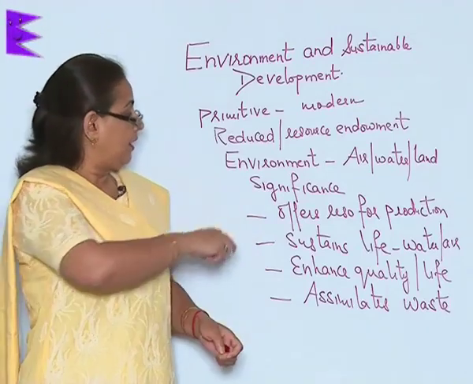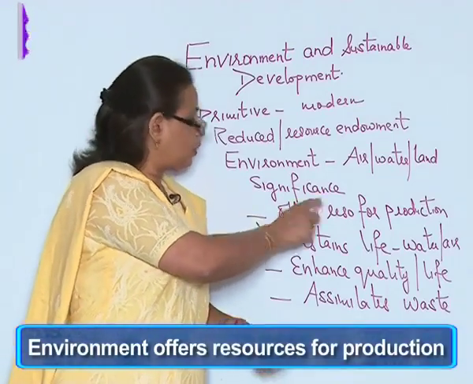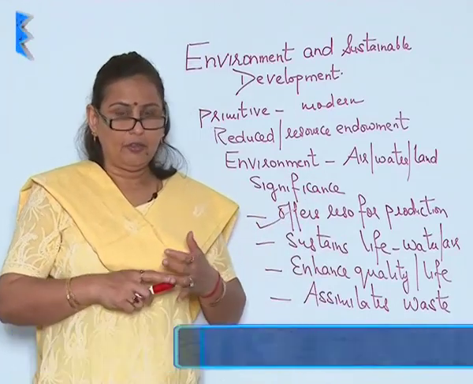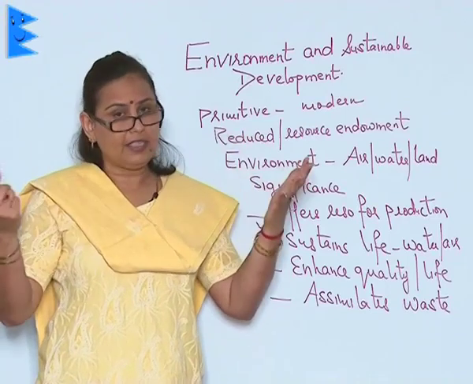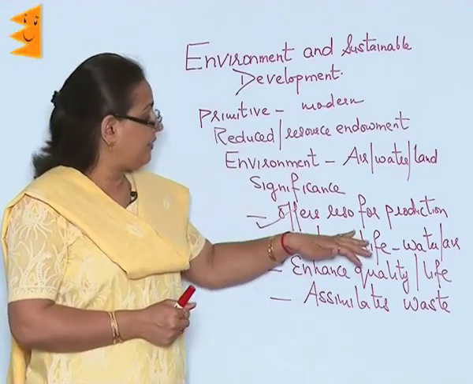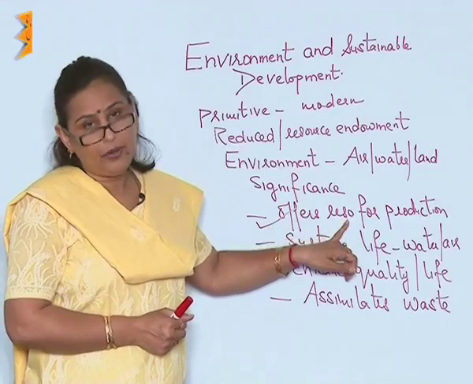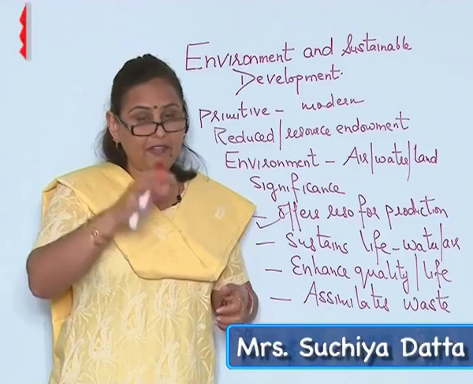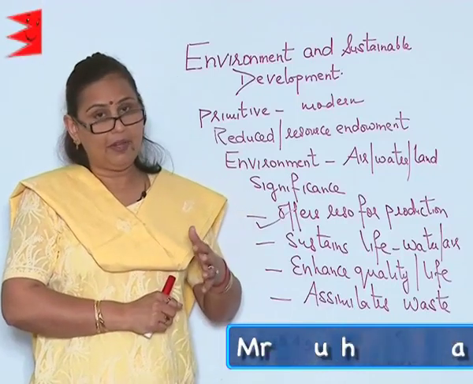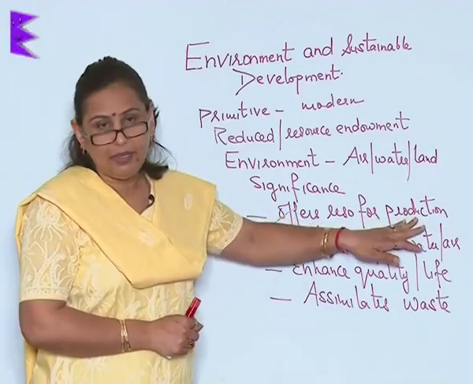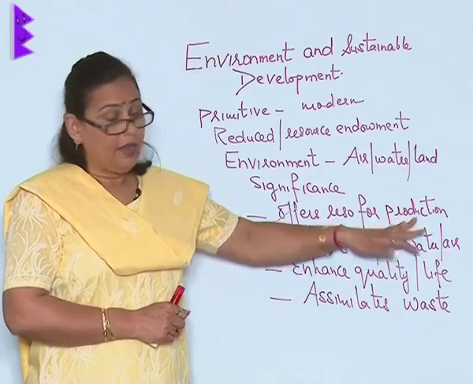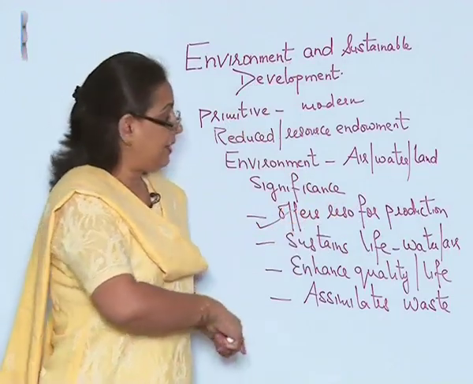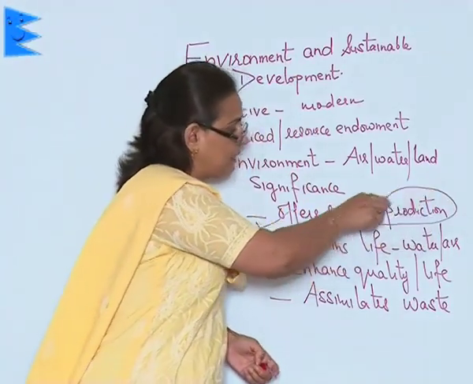First of all, environment offers resources for production. There are so many things, the wood and other things in the environment, which definitely help us in production. If those things were not given to us by the environment, production would have been impossible. So, in fact, environment is like a god which has helped mankind in the production process.